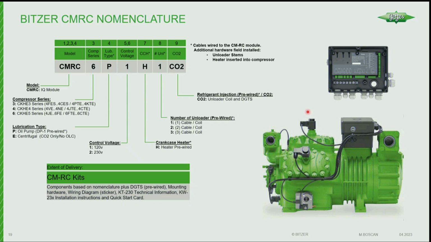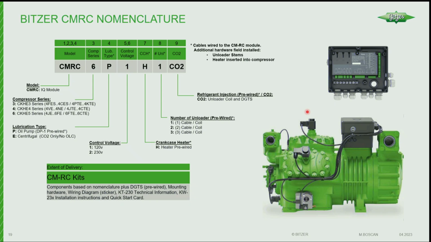Number of unloaders, so you get 1, 2, or 3, depending on what you want to order. Obviously, we're showing 2 here on the 6-cylinder. And then the last designator is CO2, and that's because some of the accessories that are included with the CO2 are different than our HFC compressors because of the pressure. So, and we'll go over what those differences are.